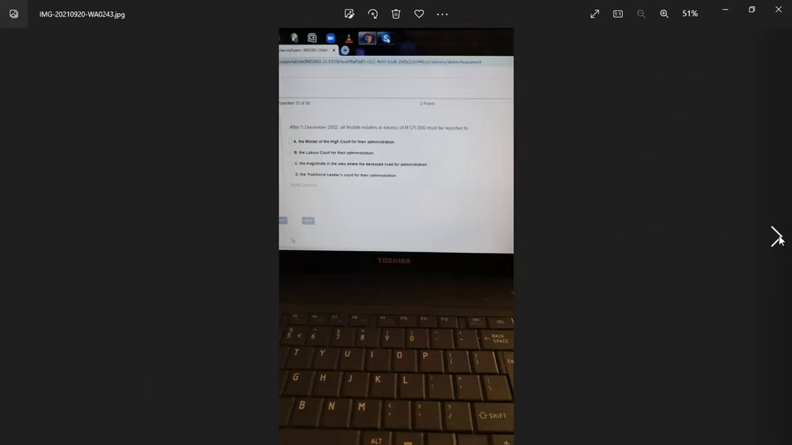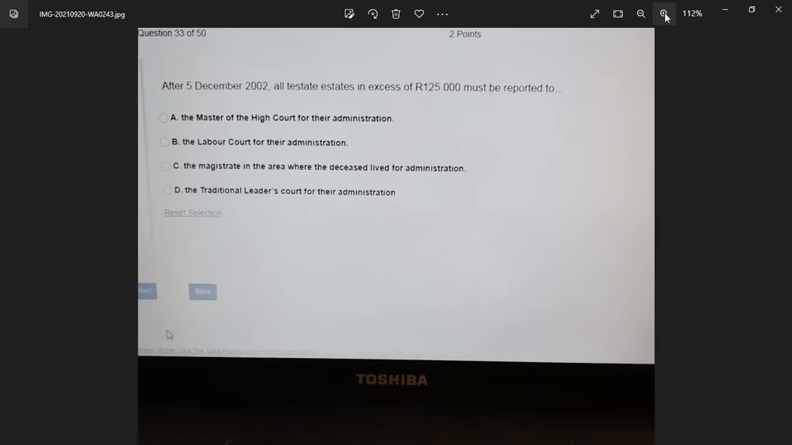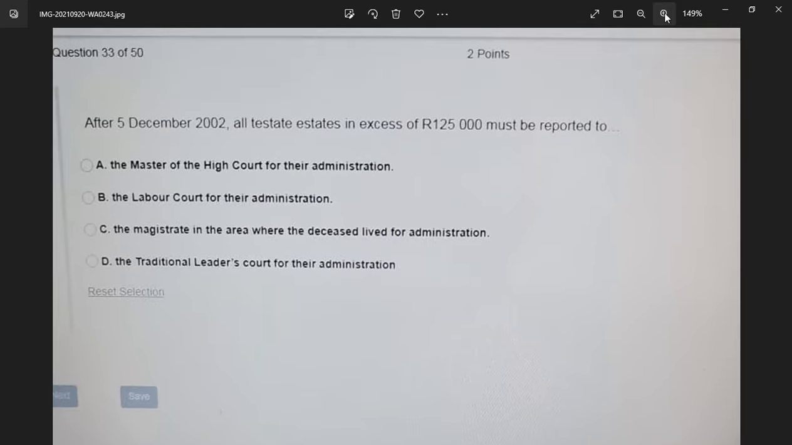Okay, I was saying that some of you wrote on Facebook that this module is so boring, they cannot study it, they do not understand and all that. 33. After 5 December 2002, all state estates in excess of 125,000 rand must be reported to.